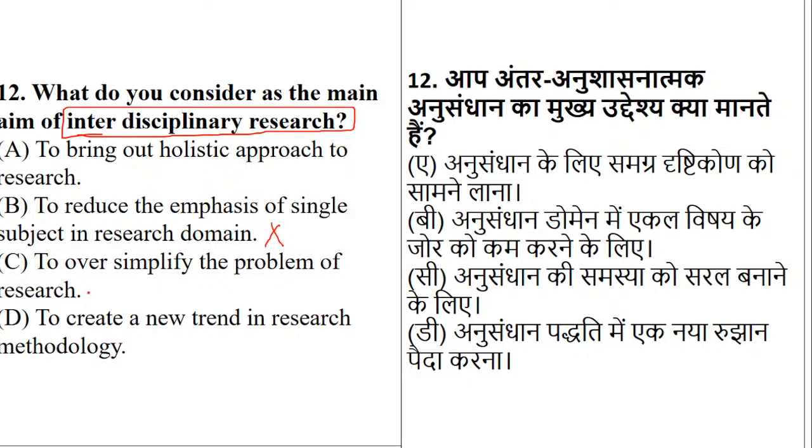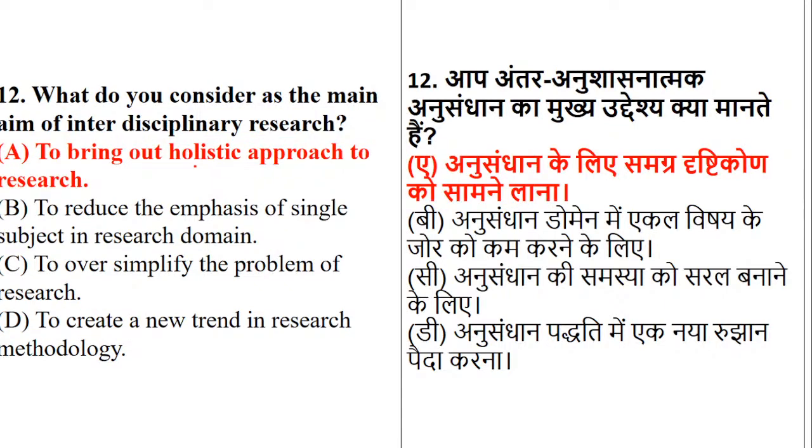To oversimplify the problem, it depends upon the problem. I mean to say whether the problem is complex in nature or how it is. So based on that only you can decide what to do. So interdisciplinary research does not give the simple way of solving the problem. No. To create a new trend in research methodology. Now obviously this is right, but that is not the main aim of interdisciplinary research. That can be done with single subject research or a normal research. So basically interdisciplinary research is that research which aims at bringing a holistic approach. Holistic means which includes everything, every aspect. And the right answer is option number A, that is to bring a holistic approach.